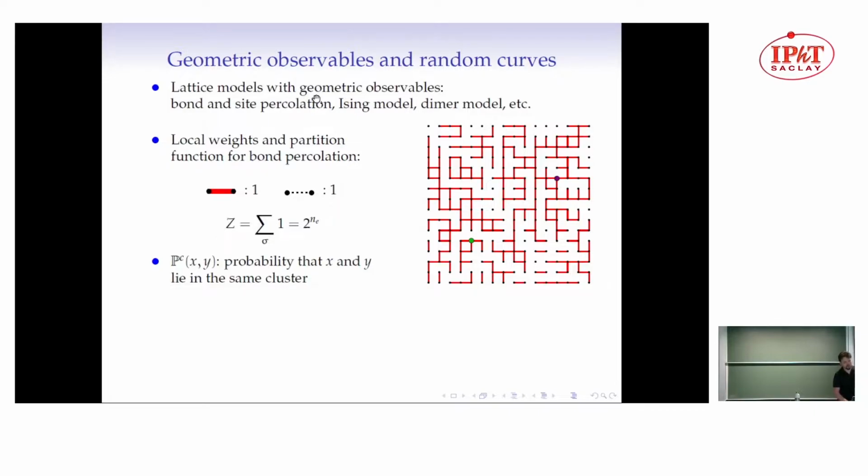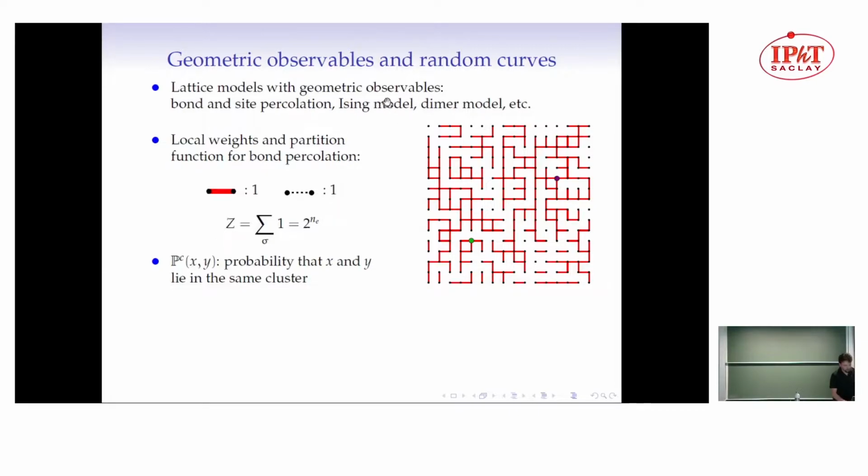Okay, so first, in the last maybe 20 years, there's been a lot of interest in lattice models that are defined in terms of observables which are non-local and geometric. There are many examples, but the most studied ones are for percolation, so bond and site percolation. Here my slide will expose what happens for bond percolation. But there's also the Ising model in its Fortuin-Kasteleyn expansion, as well as the dimer model. You can take the dimer model, map it to a model of spanning trees, and you also have these geometric observables.